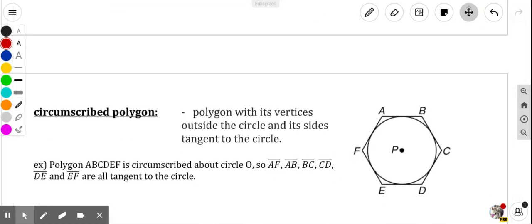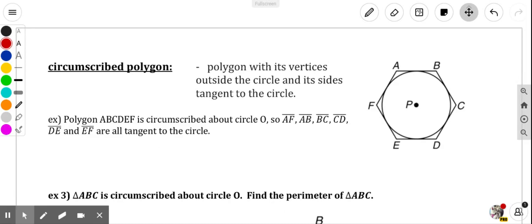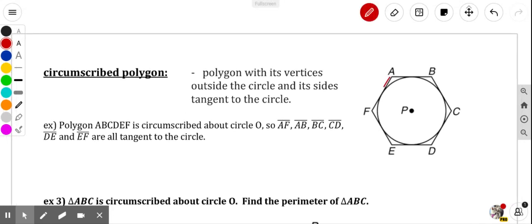And then we have one last definition. It's called a circumscribed polygon. We've learned about an inscribed polygon. An inscribed polygon was in the last section, and that's when the shape is inside the circle. This is when the shape is outside the circle. So the sides of the polygon are tangent to the circle. What that means is that each side hits the circle at just one point. So there's a point of tangency on each side.